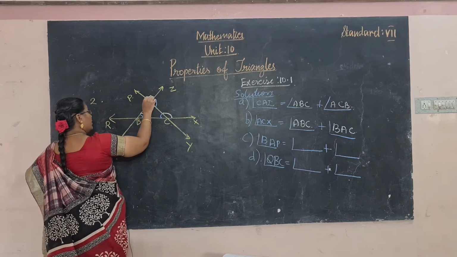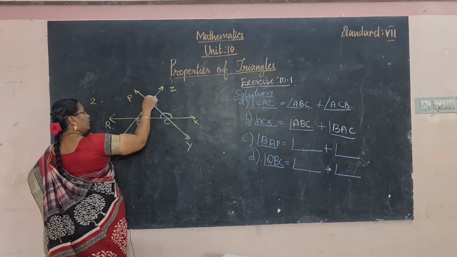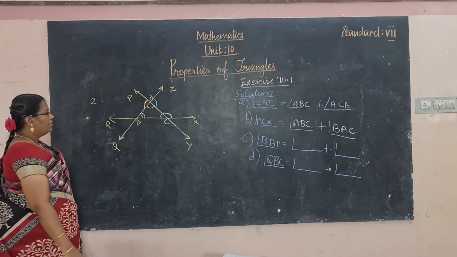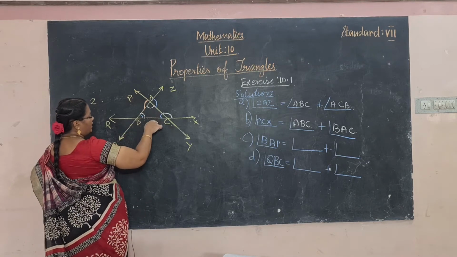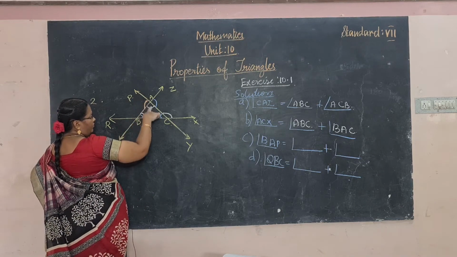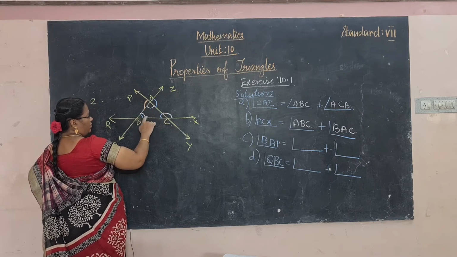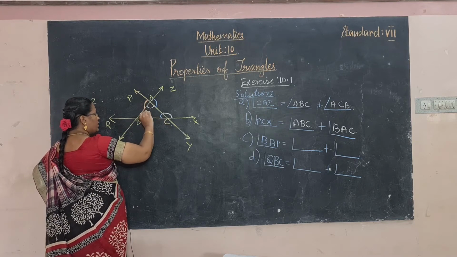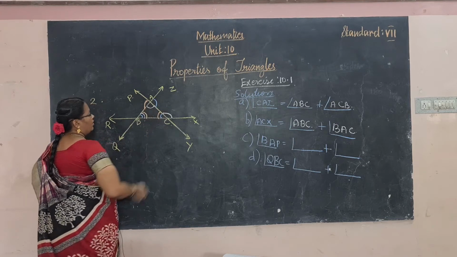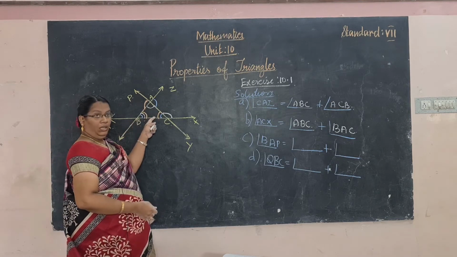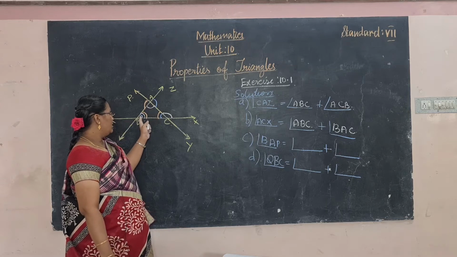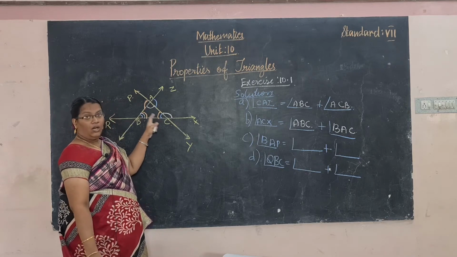This is an exterior angle. So what are the opposite exterior angles? These two. Which are those? This one and this one. Okay, exterior angle is equal to the sum of the interior opposite angles.